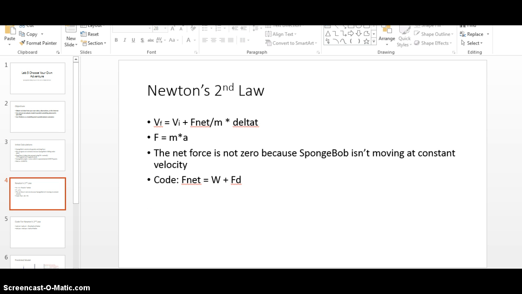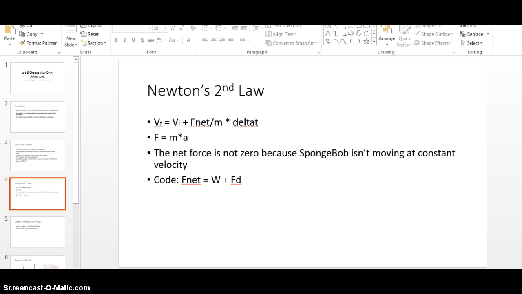Newton's second law is definitely important as far as analyzing SpongeBob's fall and taking into account the force of gravity as well as the drag force. To familiarize yourself, Newton's second law is the final velocity set equal to the initial velocity plus F net, the total pushes and pulls, divided by the mass of SpongeBob times delta t, the change in time. And it can also be looked at as the force is equal to mass times acceleration.